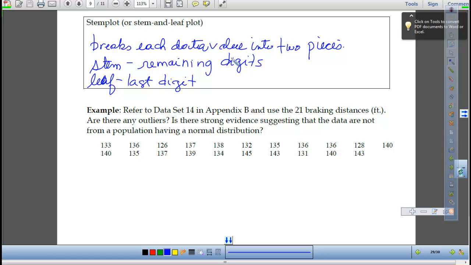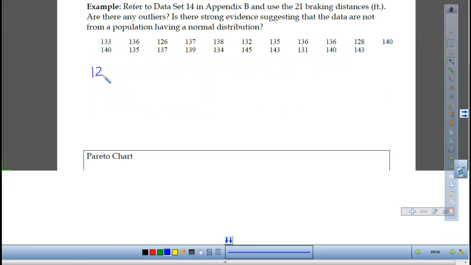All right, so if I take a quick scan of my data here, looks like the values go from about 120 something to 140 something. So I'm going to let my stems be 12, 13, 14, and 15. Did we say 150? No. Okay, so 12, 13, and 14. So the 12 represents the 120s, the 13 represents the 130s, the 14, the 140s.